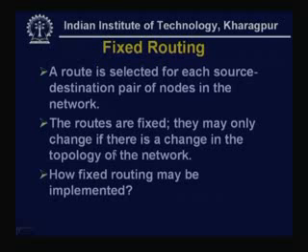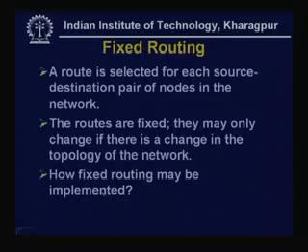So, first let us focus on fixed routing. In fixed routing, a route is selected for each source destination pair of nodes in the network. The routes are fixed. They may only change if there is a change in the topology of the network. That means for a given topology of the network, the routing is fixed. So, it changes only when there is a change in the topology of the network, otherwise it remains the same.